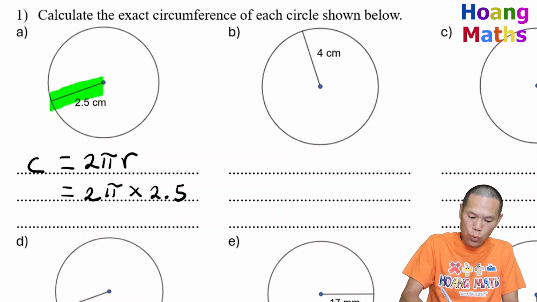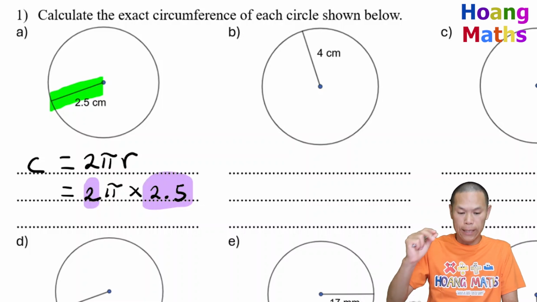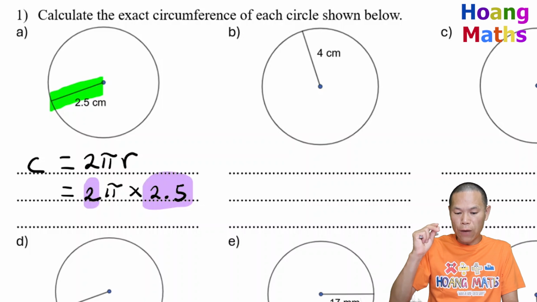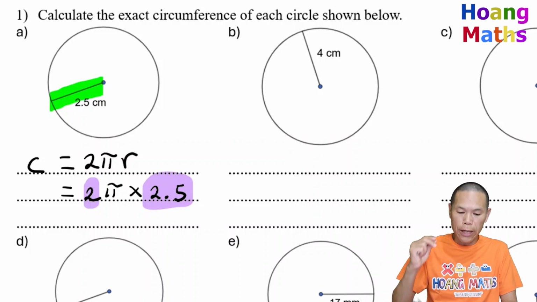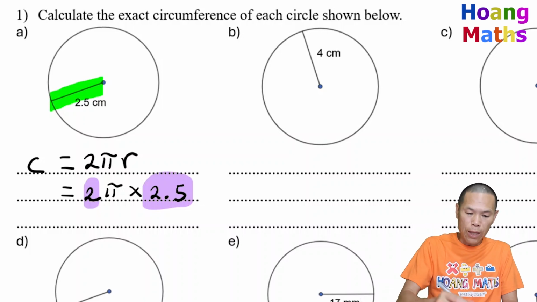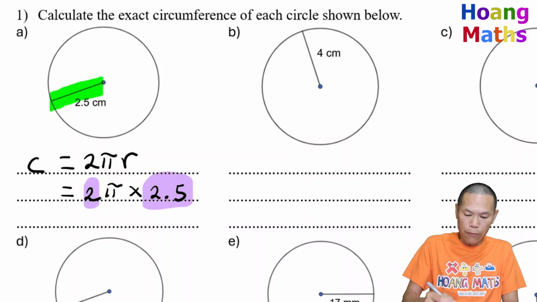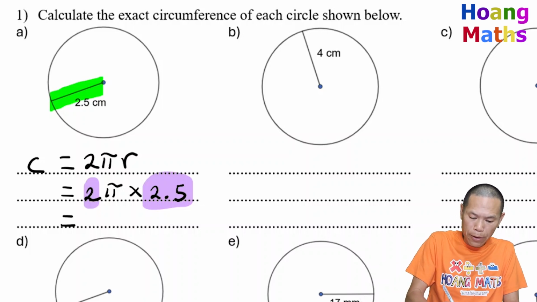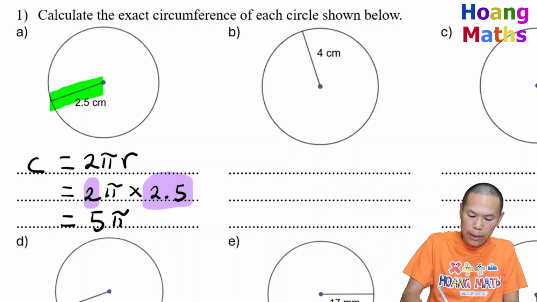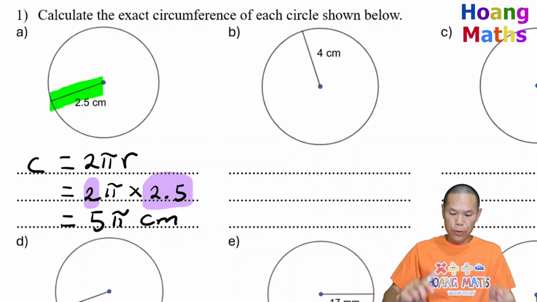And we know that 2 times 2.5, because we need to work out the exact circumference of a circle, or we can say the circumference of the circle in terms of pi, if you like. So 2 times 2.5 gives me 5. Otherwise, you can just put it on a calculator. 2 times 2.5 is equal to 5. So the answer is 5 pi. Okay, that's it. And the unit is centimeters. So there you go.